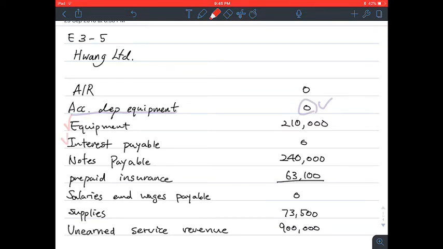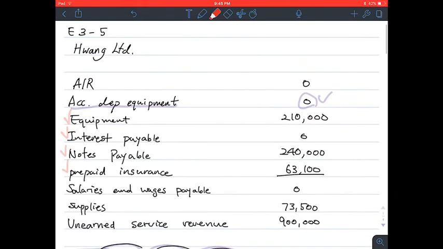There is note payable $240,000, and the company has an asset which is prepaid insurance worth $63,100, and the company doesn't have any salaries and wages payable. It has $73,500 of supplies and $900,000 of unearned service revenue.